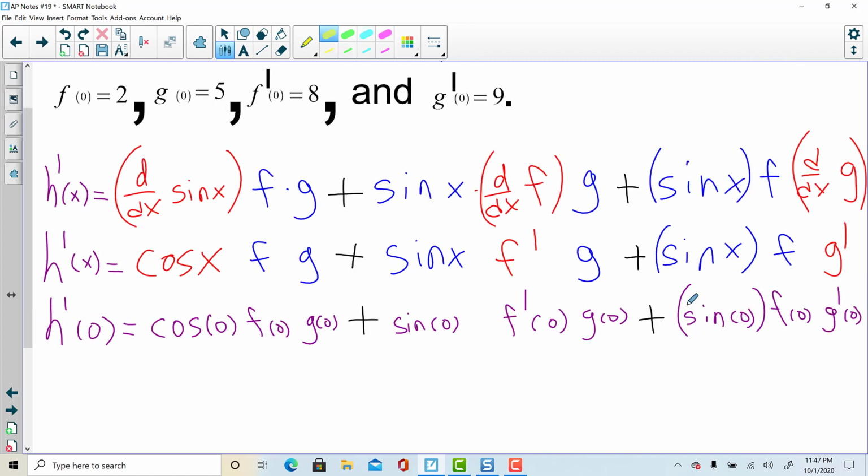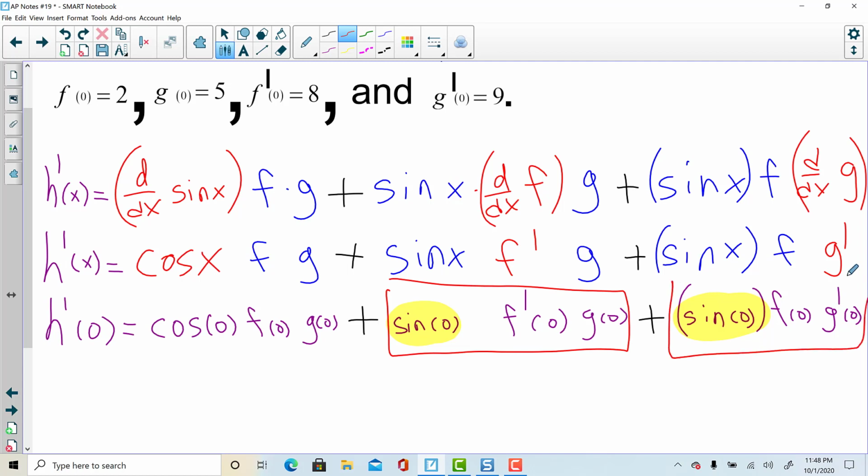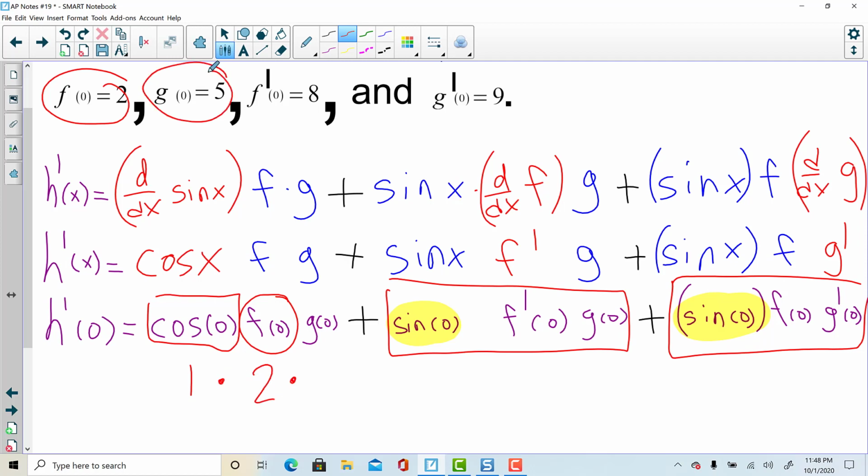Okay, I want you to notice that because sine of 0 is just 0, that means this entire piece is going to be 0, and this entire piece is going to be 0. Cosine of 0 is 1, f of 0 is 2, you can see at the top, and g of 0 is 5. So it looks like our final answer is that h prime of 0 is equal to 10.